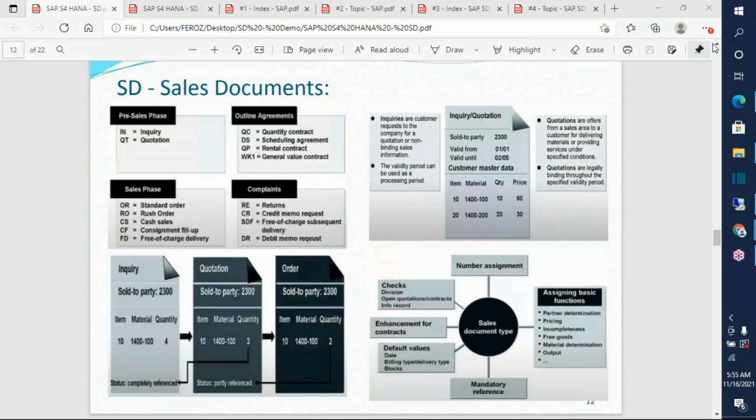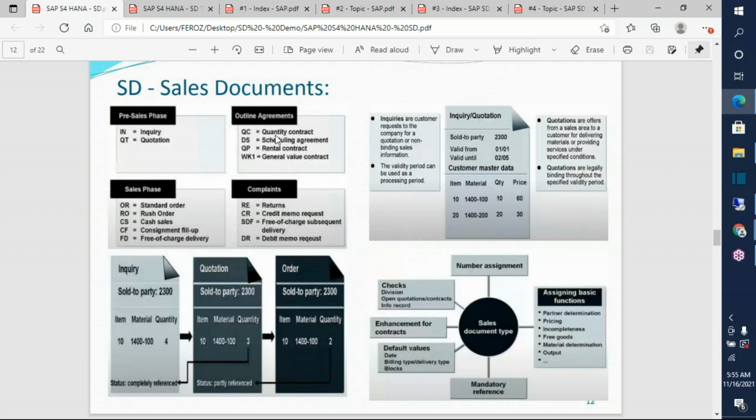Here, different sales documents are divided into different phases. In the pre-sales phase, we have inquiry and quotations, right? There are some standard document types here, like IN for inquiry, QT for quotation. Similarly, for the sales phase, OR for standard order, CF for consignment, CS for cash sales order. We will be discussing the different document types which are used in sales.